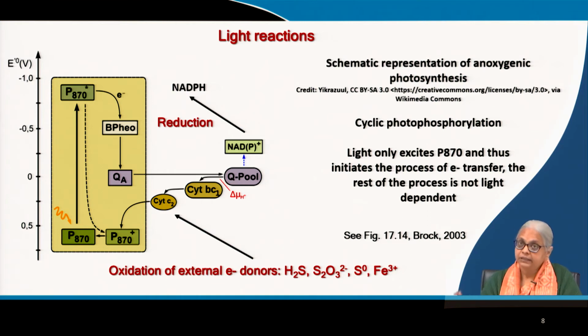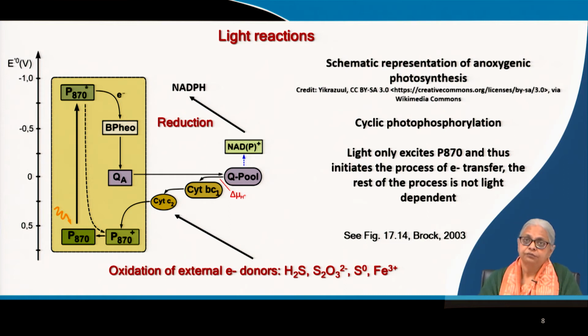So when this wavelength of light falls on this molecule, there is some excitation, and the electrons are bumped up to a higher energy level. So you can see that the electron potential increases, and then this set of electrons is passed through the electron transport chain. So you have bacteriopheophytin, you have a series of quinones, quinone A, quinone B, quinone pool, and then cytochrome bc1 and cytochrome c2.